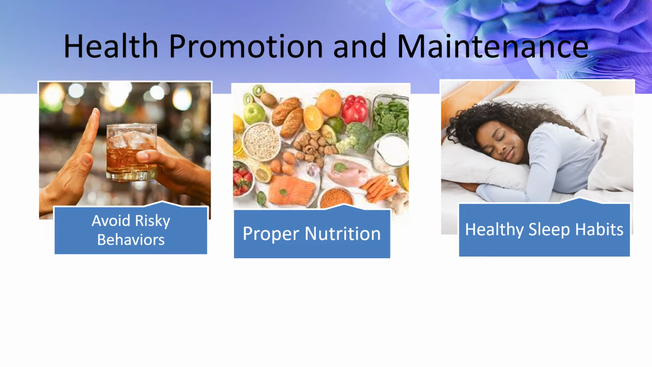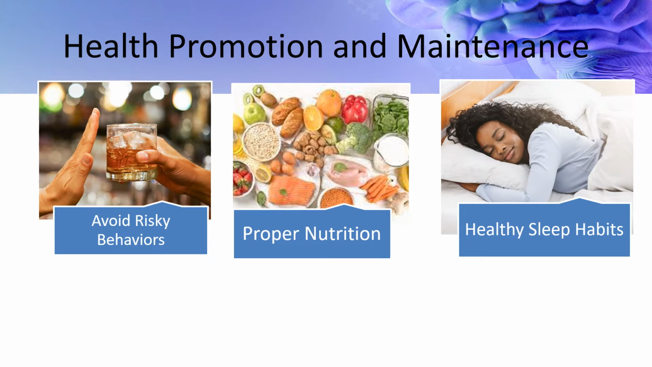Prevention of neurological problems starts with leading a healthy lifestyle, making good choices, and avoiding risky behaviors. Risky behaviors, that includes drinking alcohol in excess, and we make bad decisions, riding motorcycles without helmets, that kind of stuff, things that could lead to brain injury and impairments in your neurological system.